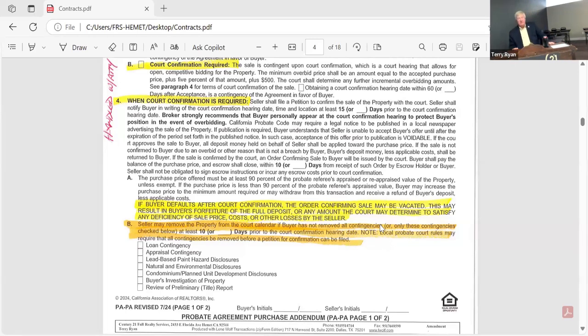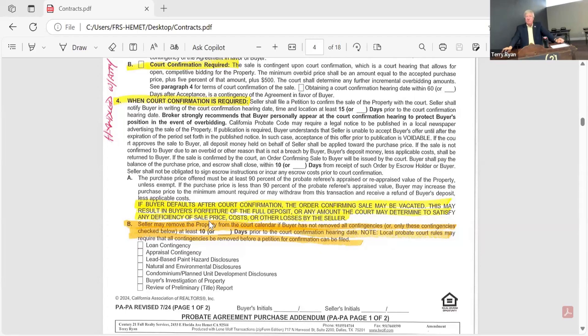So literally at that point in time, if you as a buyer get the property and sometime during the course of things you choose to back out, then you probably, and I'm not going to say you will for sure, but you have a really good chance of losing all or at least some of your deposit at that point in time. So pay attention to that.